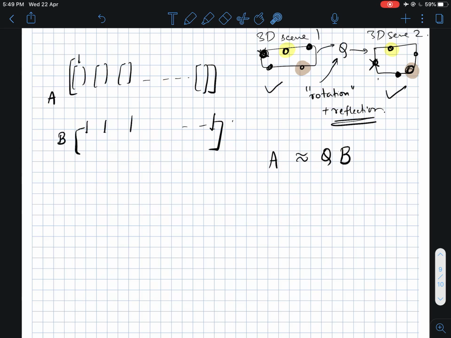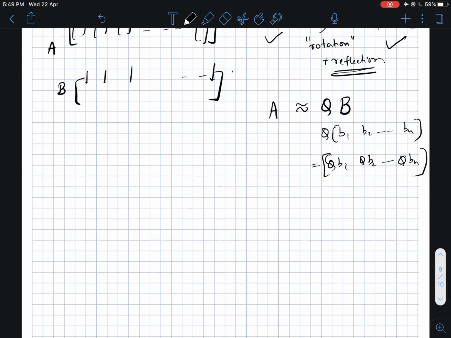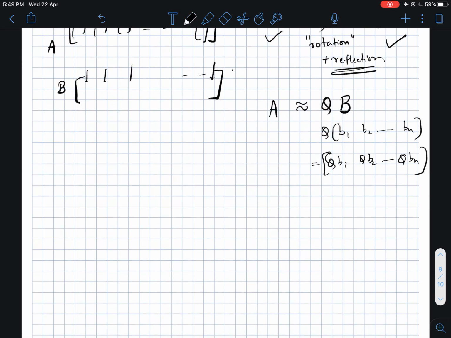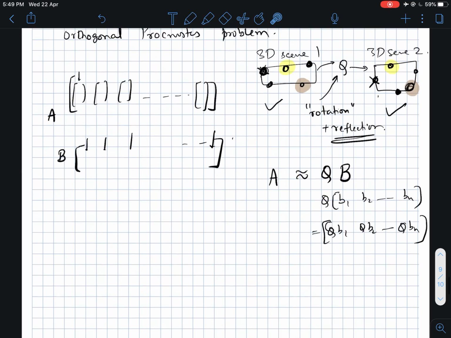I think I made an error in one of the earlier portions of this lecture when I said you apply Q to every row of B. You apply Q to every column of B. So you remember that this is like Q times B1, B2 up to Bn. That's basically QB1, QB2, and so on up to QBn, correct? So it's like applying the orthogonal transformation Q to every column of this matrix B. That's how you get your matrix A. Is that fine? Okay, so that's the main idea.